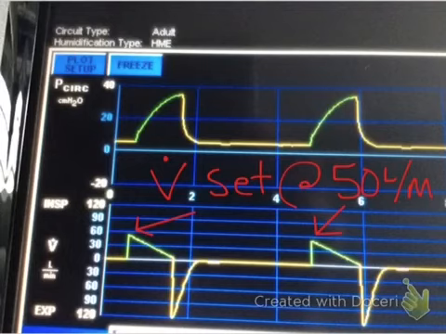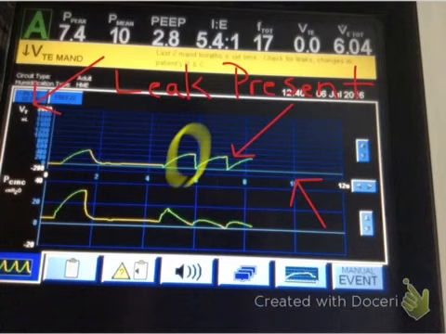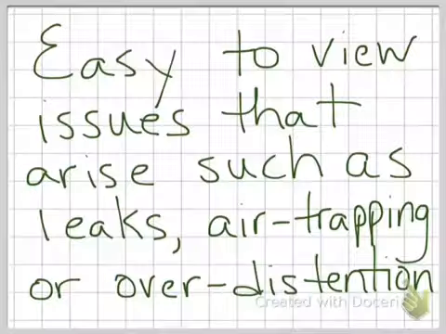You can also look at the different graphics and scalars to determine what the set parameters are. In this example, it is showing on the flow time scalar that the set flow rate is 50 liters per minute. On these two scalars, we're looking specifically at the volume time scalar to note that a leak is now present. The circle will point out where you see a huge drop, or a quick drop, in the volume delivered due to a leak being present.